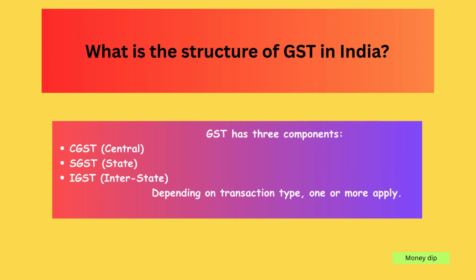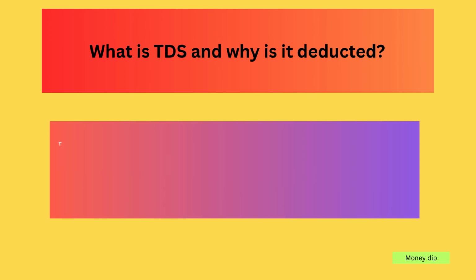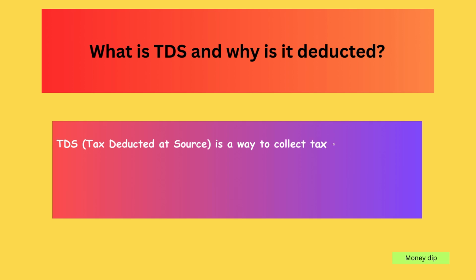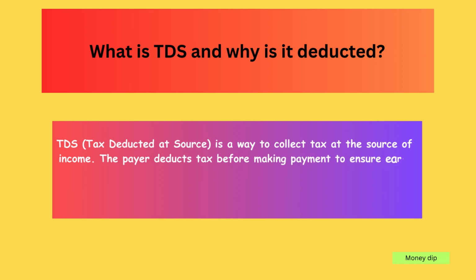What is TDS and why is it deducted? Answer. TDS, tax deducted at source, is a way to collect tax at the source of income. The payer deducts tax before making payment to ensure early tax collection by the government.